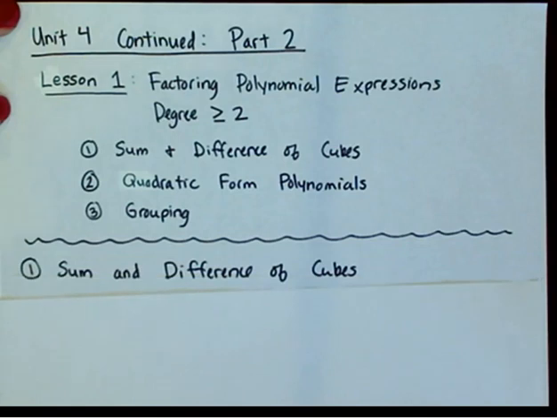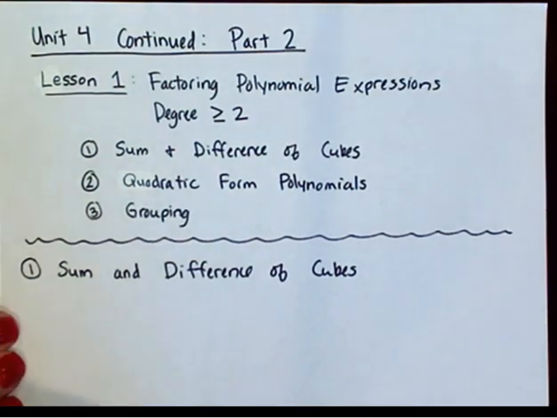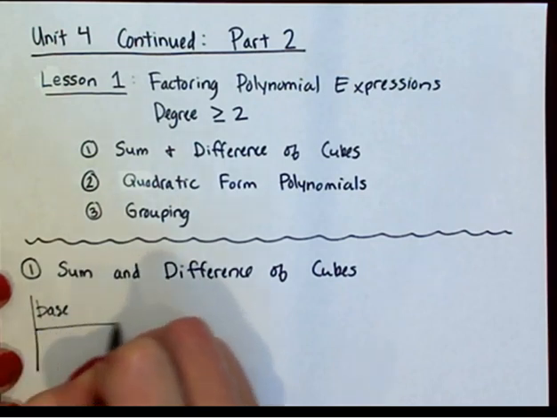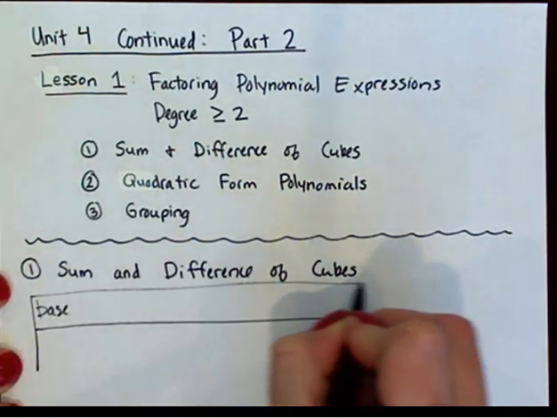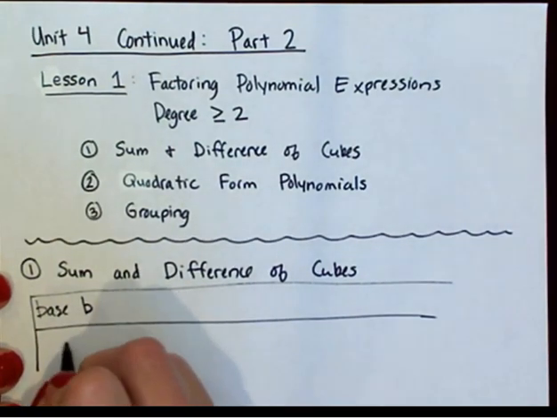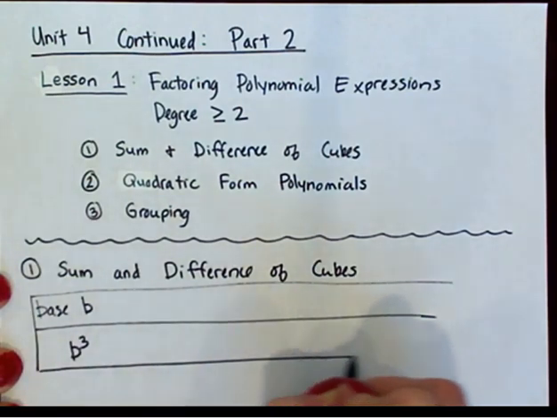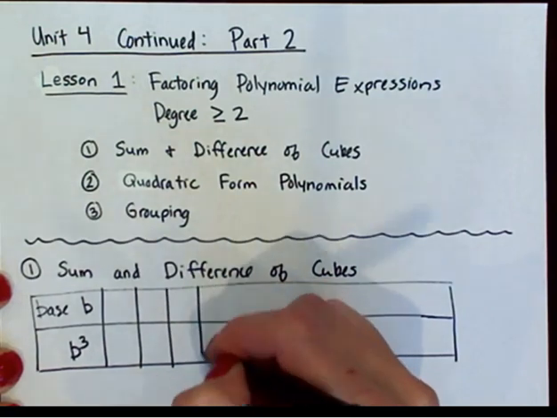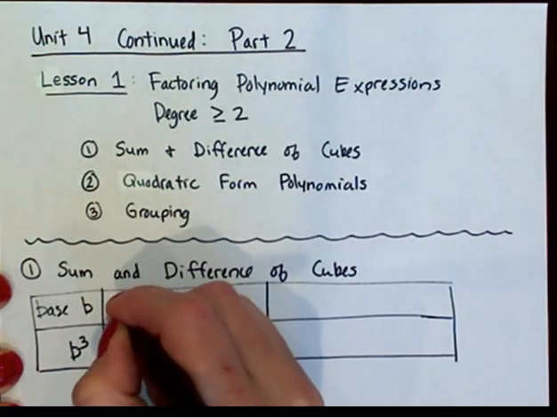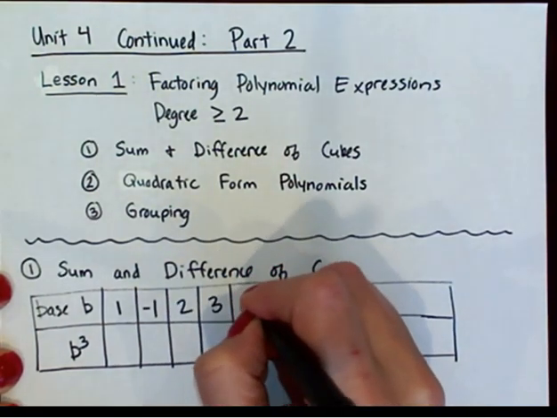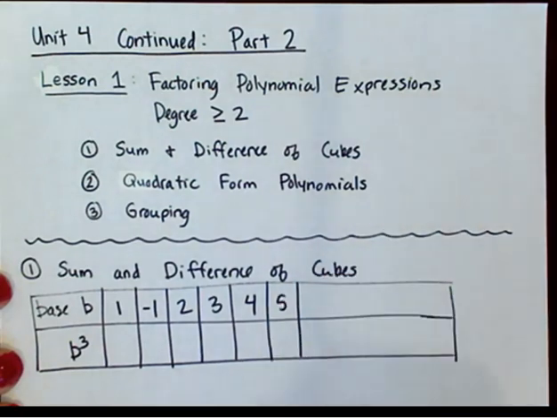First example, sum and difference of cubes. The first thing I would like you to do is figure out what a perfect cube is. Okay, so let's make a chart with a base, and the base cubed. So we'll call this B, and then we'll call this B cubed. We'll do a few numbers and a few combinations of letters and numbers. 1, -1, 2, 3, 4, 5.